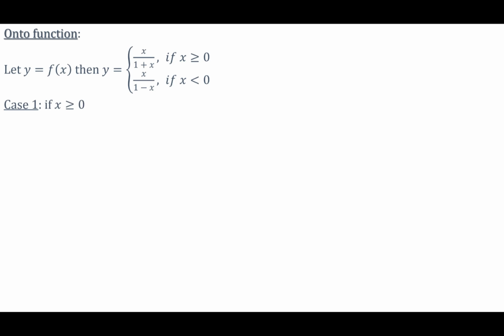Now, in this case, if x is greater than or equal to 0. Before we check for onto, the meaning of onto is that the elements of set B must have pre-images in set A. Then only we say it is an onto function.